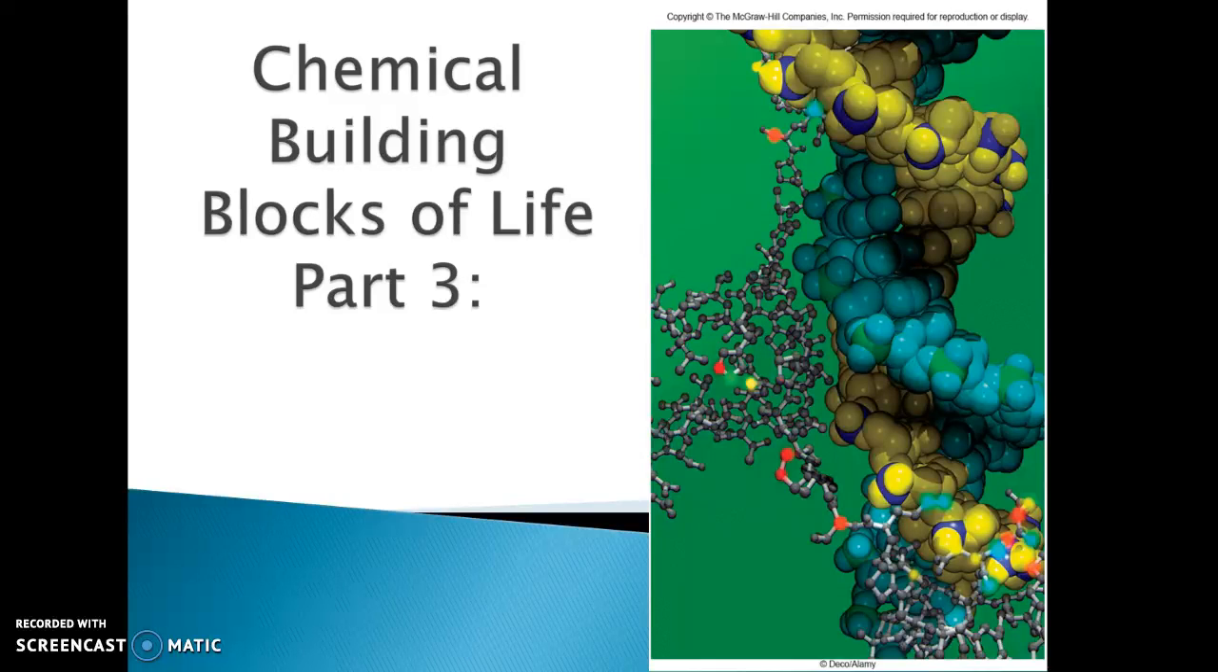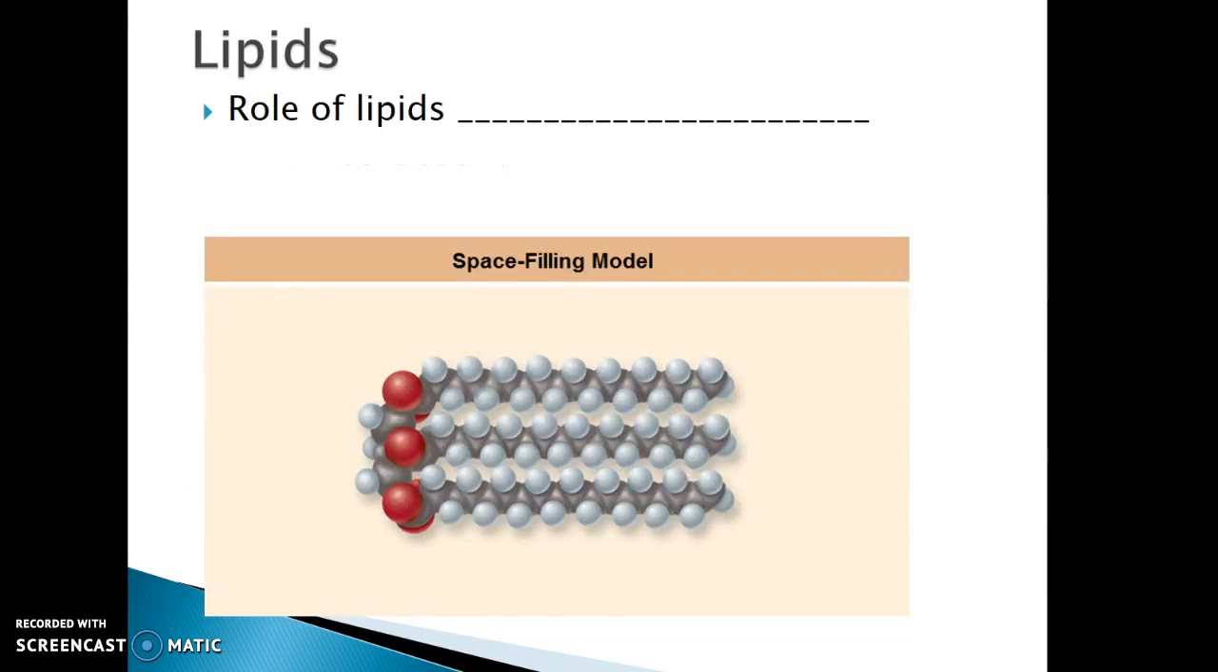Our fourth group of macromolecules are the lipids. Now, the primary role of the lipid is to provide insulation, shock absorption, support, cell structures, cell membranes. It can also be used as energy.